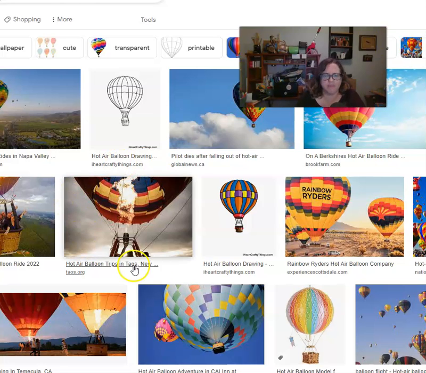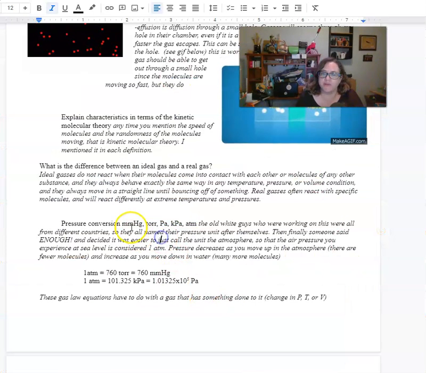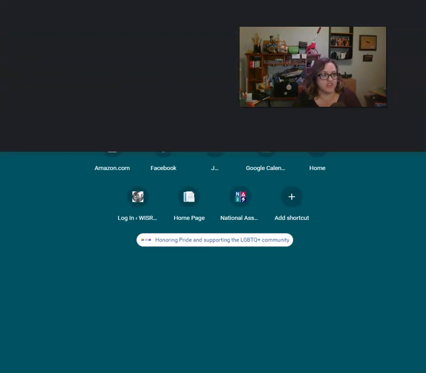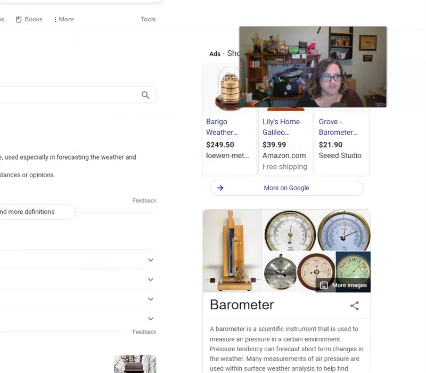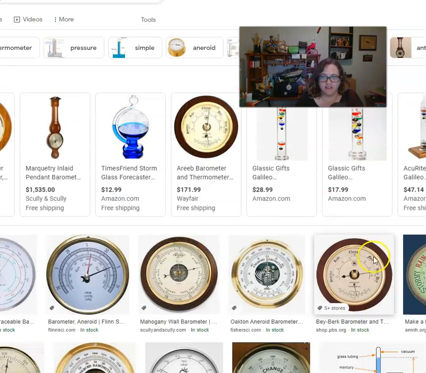And all of this was happening because they were looking at hot air balloons, and they were obsessed, and they were adorable and ridiculous. And so they all decided, like, people knew about pressure before. They had these weird barometers. So a barometer measures pressure. And so they had these weird tubes. Barometer.